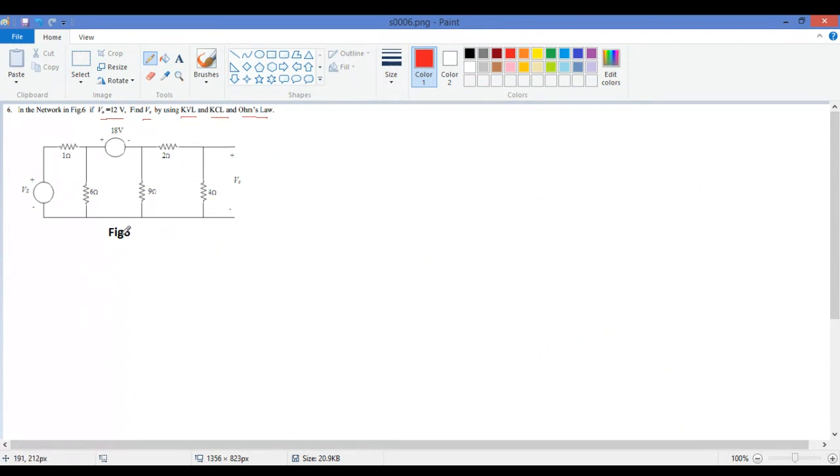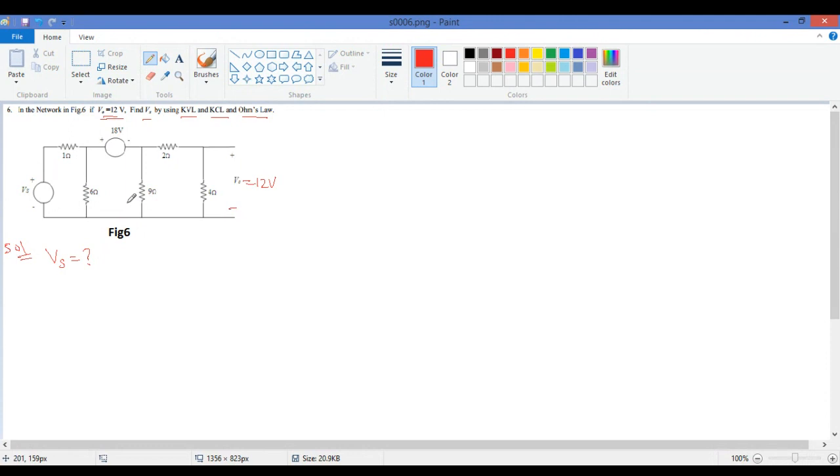So now here you have Vs. We are asked to find out Vs, and V naught is given here. This V naught is given as 12 volts, you see it is already given here. This is positive and this is negative polarity. Okay, so this is the given data.